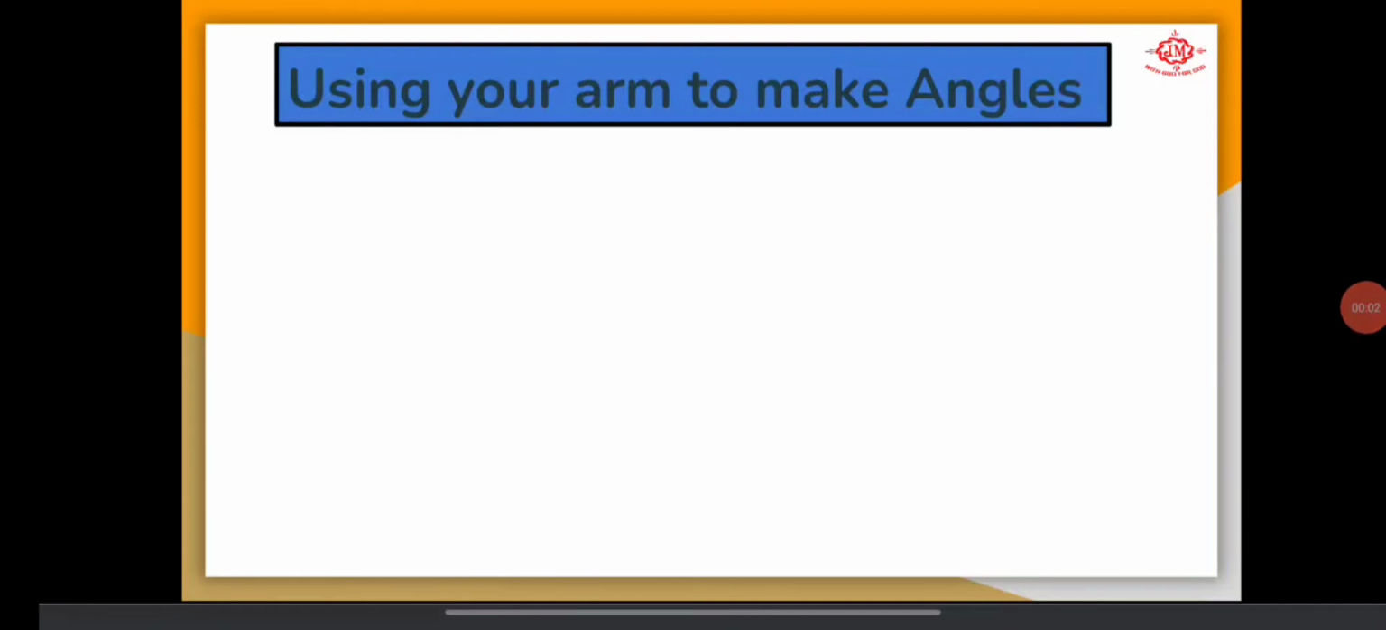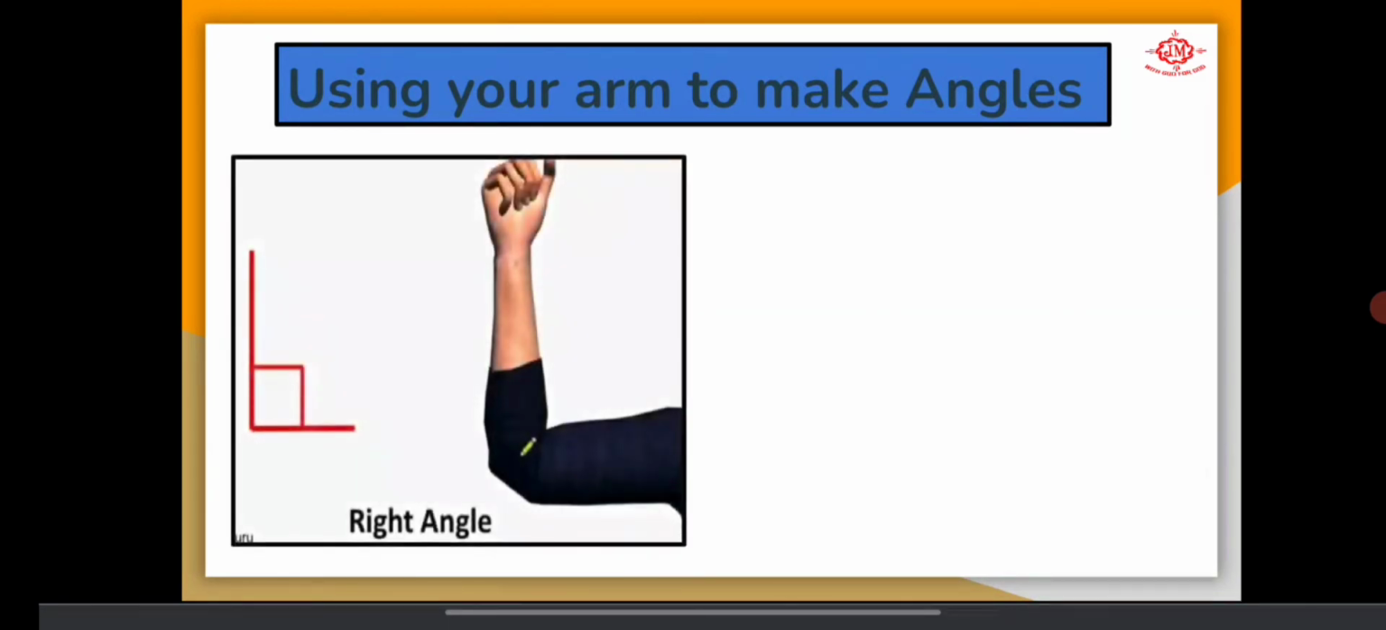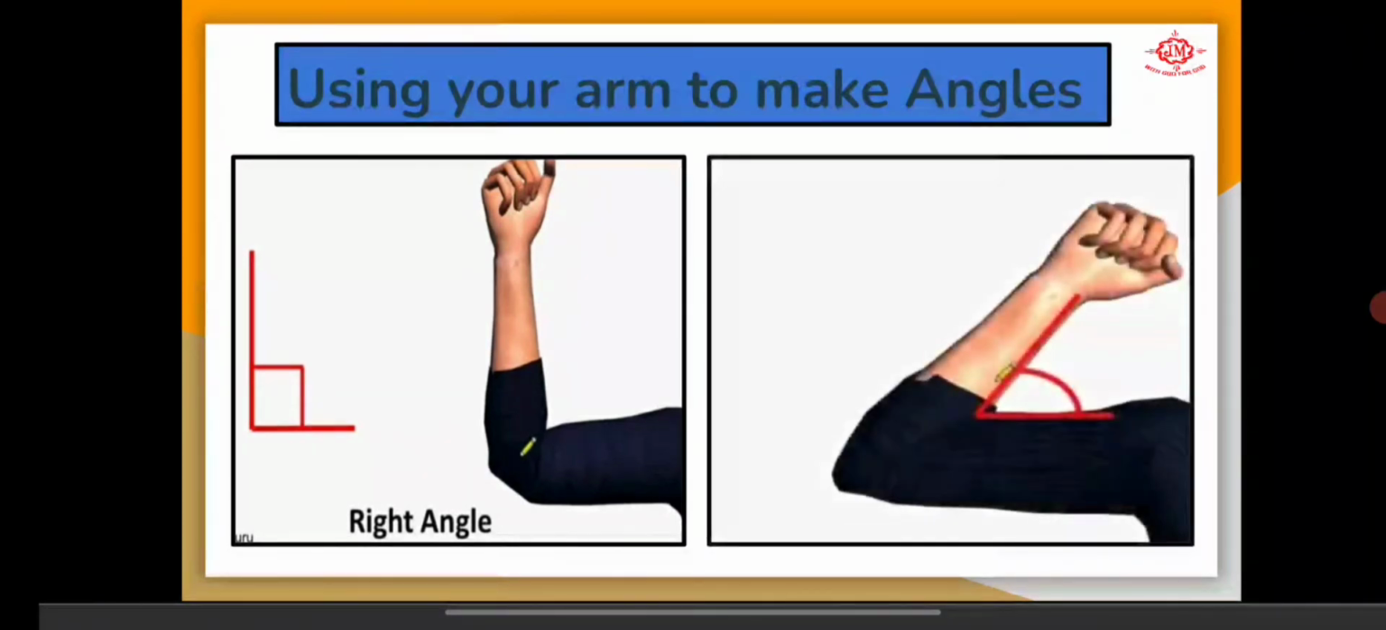Now children, using your arm, we will make the two types of angles we have learnt today. Look at the first picture and bend your arm at the elbow, forming a right angle. Now bend it towards your face and form an acute angle. I hope you have understood these two types of angles well. We will continue with the topic in our part 2 of the lesson.